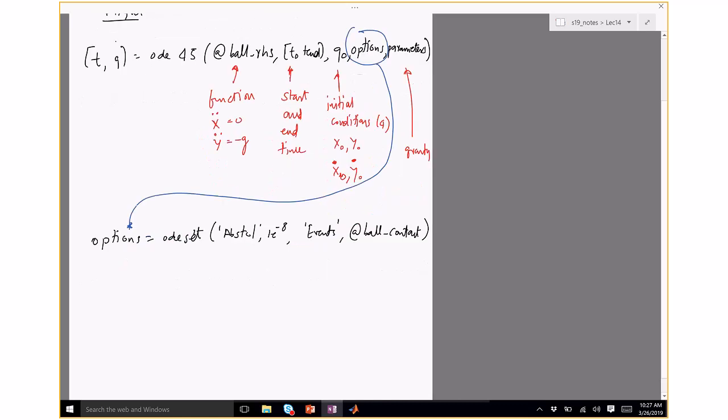Okay, let's see how ball contact works. So ball contact is a function. You can call it anything you like, but it has to be called in this sequence. So I'm going to define ball contact now. Function, okay, it always would have three outputs: g stop, is terminal, and direction. You can give whatever names you want for these outputs, just that it has to have three outputs. Ball contact, the inputs are T and Q and the parameters.